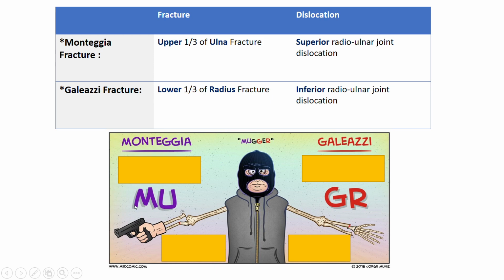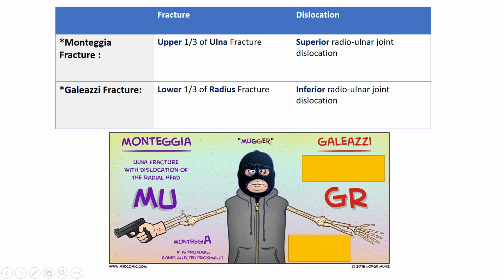MU teaches us that Monteggia fracture occurs in the ulna. So this is the first information. MU, Monteggia occurs with the ulna. And as you can see here, Monteggia ends with an A. So A is the first letter in the alphabet, it's an upper letter. So Monteggia fracture is associated with upper third fracture of the ulna, and the associated dislocation is also superior. So upper 1/3 ulnar fracture with superior radioulnar joint dislocation.